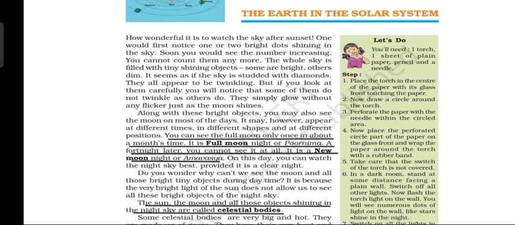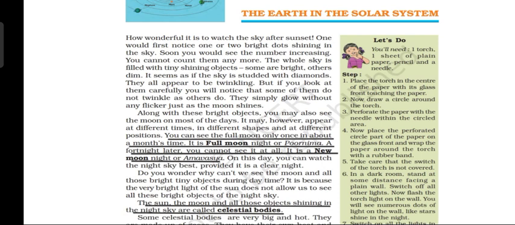Now, look at the second paragraph. Along with these bright objects, you may also see the moon on most of the days. It may, however, appear at different times, in different shapes, and at different positions. You can see the full moon once in about 1 month time. It is full moon night or Purnima. A fortnight later, you cannot see it at all. It's a new moon night or Amavasya. On this day, you can watch the night sky best provided it is a clear night.